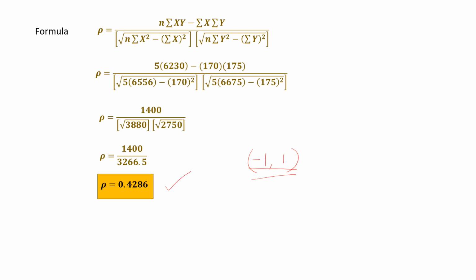So here it is, 0.4286, which certainly belongs to the range, and that's the value of rho for this particular problem. So we have used the direct method. You could also try getting the same value of rho by using the assumed mean method or the actual mean method and obtain the same value of rho. Let's now look into the second problem.